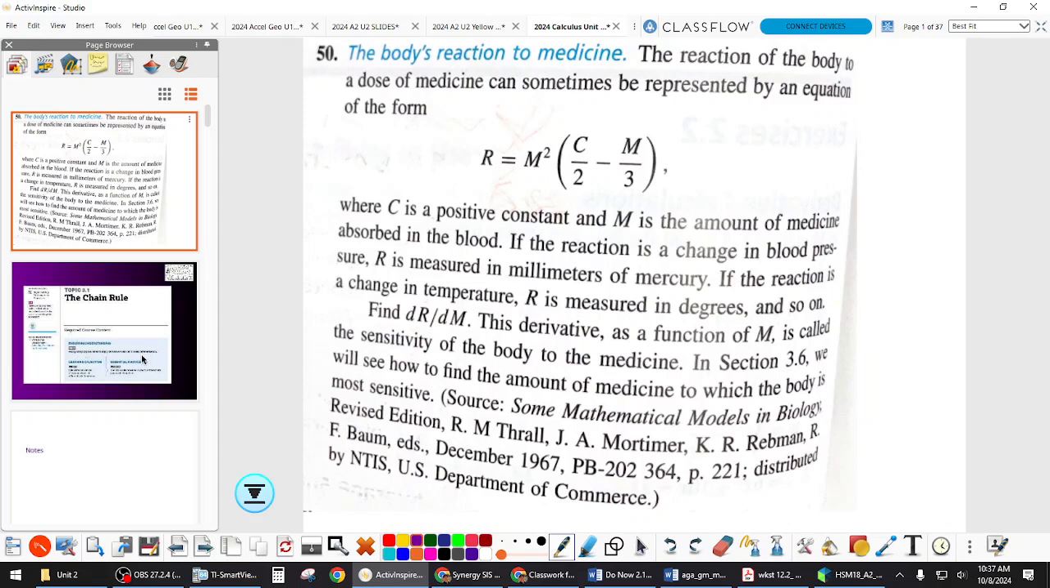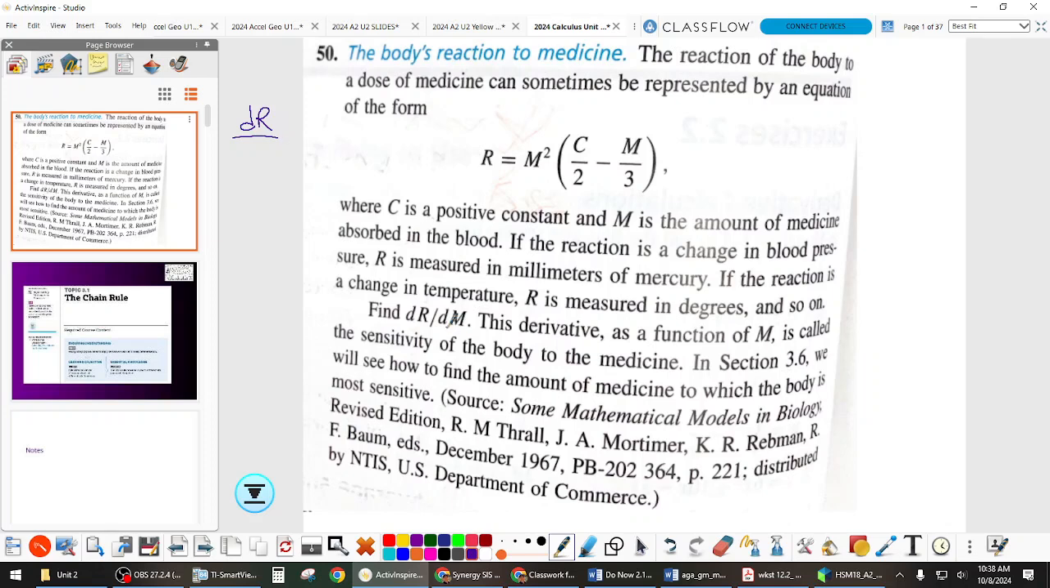It looks kind of nasty, the equation I mean. It does say that C is a constant, so that makes this just a number, and M is the amount of medicine absorbed in the blood. So if we read through all of this, really we're just trying to find the derivative of this function. And maybe I'll do it here. What is the variable we're differentiating with respect to?